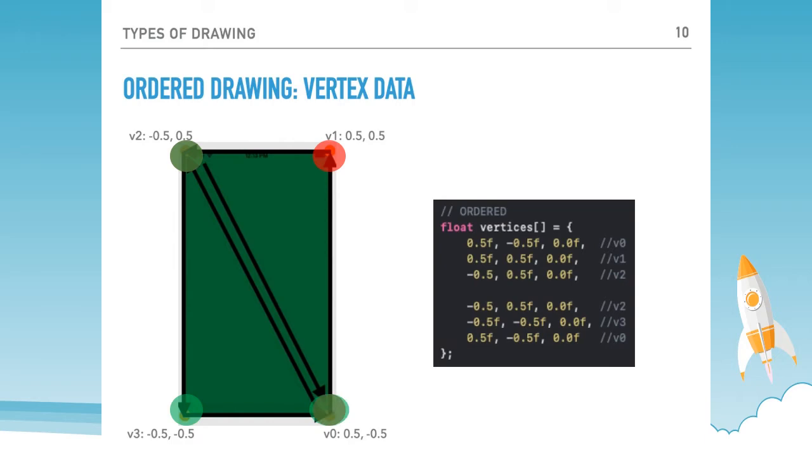which are the vertices 2, 3, and 0. Now, this isn't very efficient when you are dealing with repeated vertices. Consider the case here. The repeated vertices are vertex 2 and vertex 0. Because they are used in both triangles, you have to list them twice.